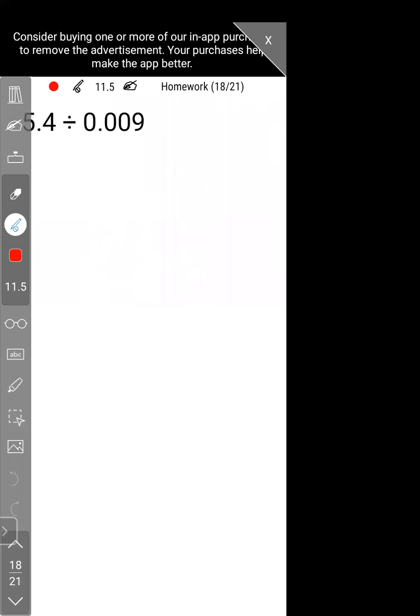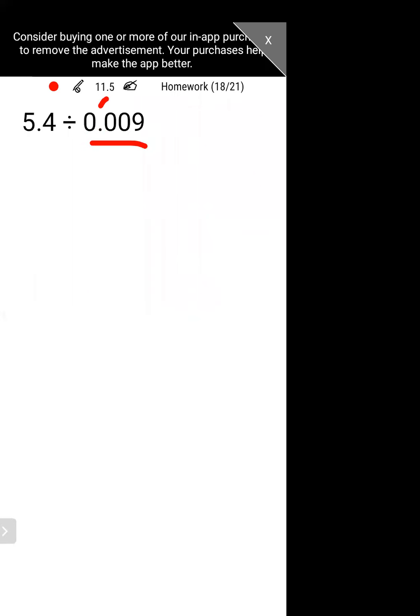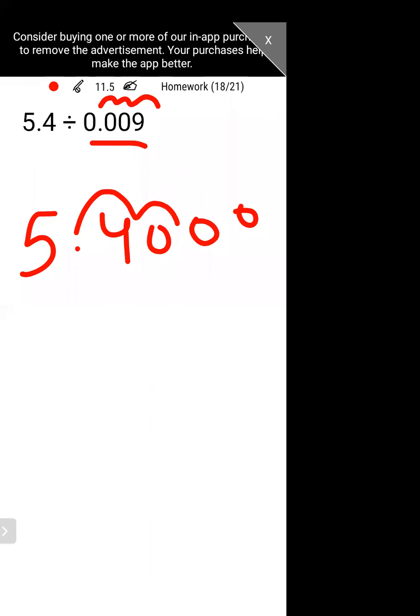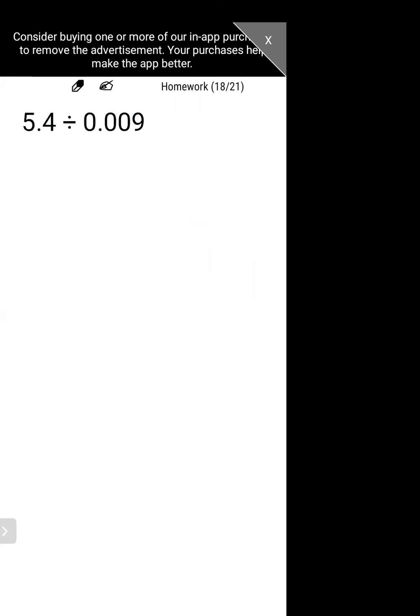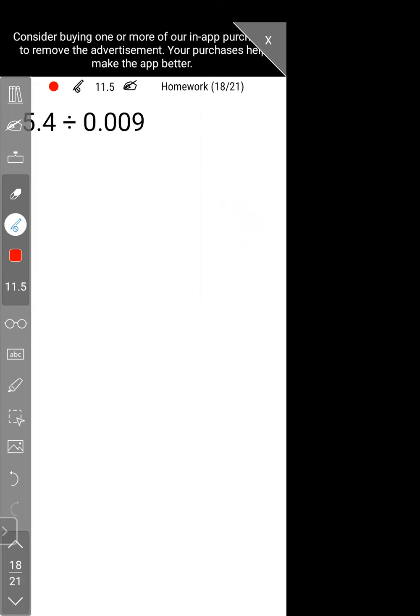All right, now here in the divisor we have three decimal places, and in the dividend we have one decimal place. So how many jumps do we take to make it a whole number? We will take three jumps, and it will become 9. And we do the same for 5.4. To make three jumps, we will place three zeros, and then take three jumps: 1, 2, 3. So it will become 5400 divided by 9. So we are going to divide 5400 by 9.